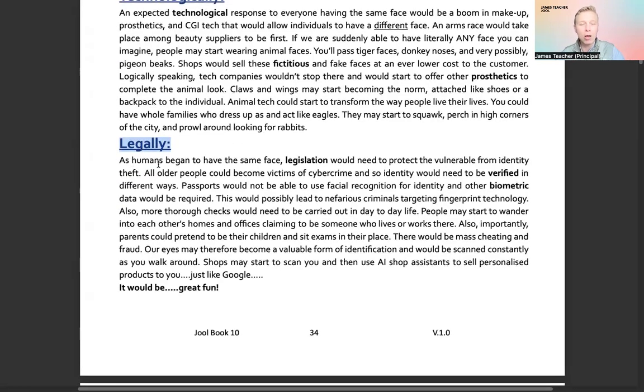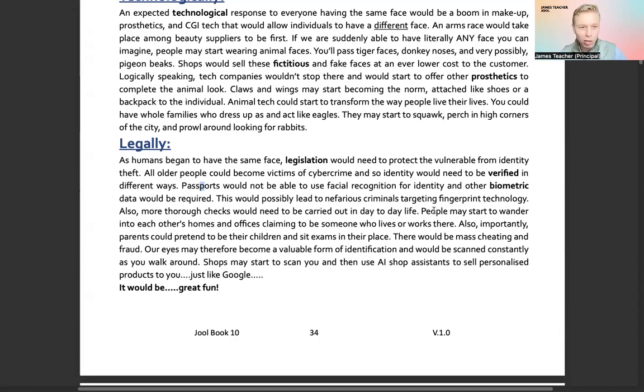As humans began to have the same face, legislation, the rules and laws, would need to protect the vulnerable from identity theft. It's very serious again. Older people would become victims of cybercrime. And so identity would need to be verified and checked in different ways. Passports would not be able to use facial recognition for identity, and other biometric data would be required, like fingerprints. This would possibly lead to nefarious criminals targeting fingerprint technology. Also, more thorough checks would need to be carried out in day-to-day life.